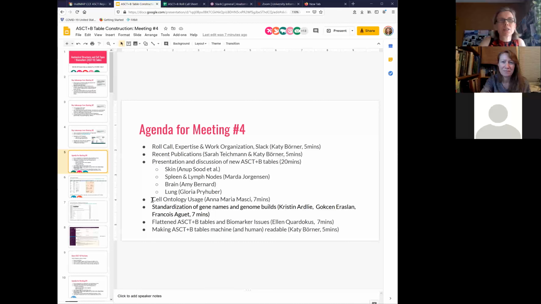Then we have presentations on the cell types and ontologies, and one is by Anna Maria on cell ontology usage. One is by the Broad team on standardization of gene names and genome builds. And then there's one from our team, MCIU, by Ellen on flattened ASCT+B tables and biomarker issues. And then if there's time left, I'm happy to talk more about how we are using these ASCT+B tables to make them machine readable and also still keeping them human readable. So that's really a big challenge.